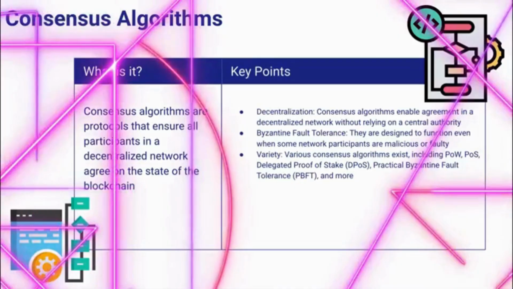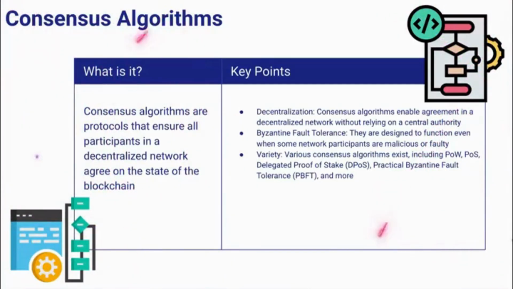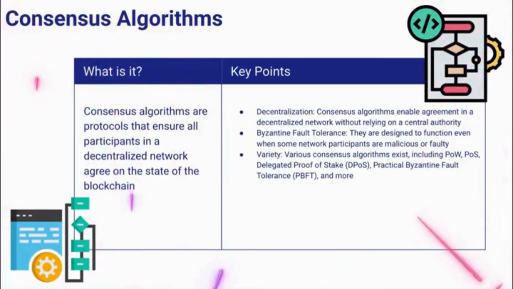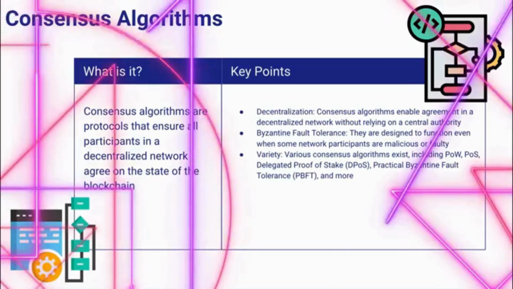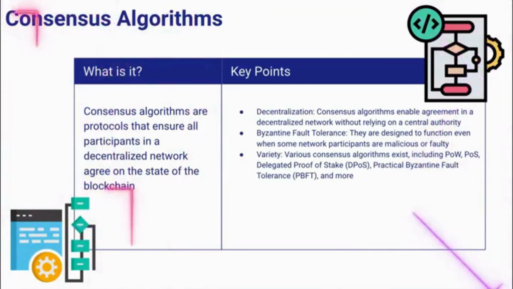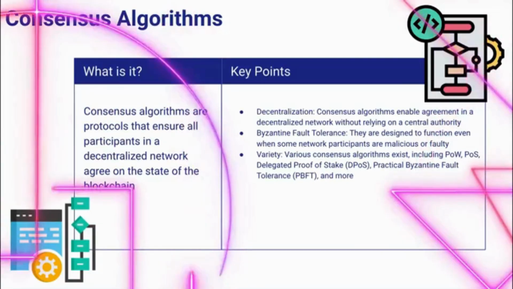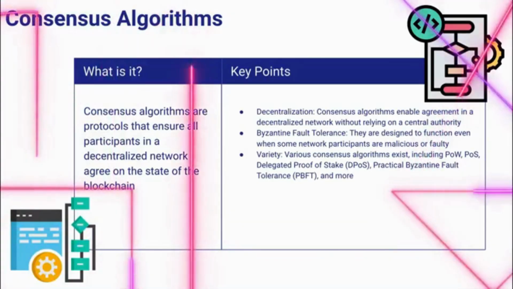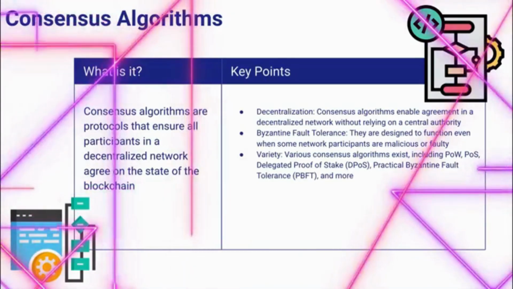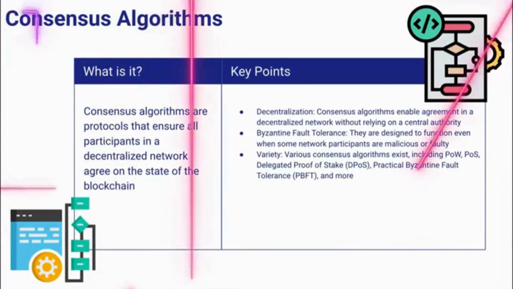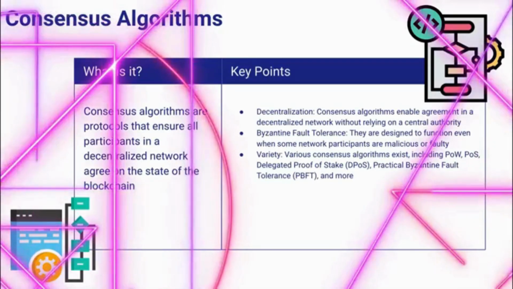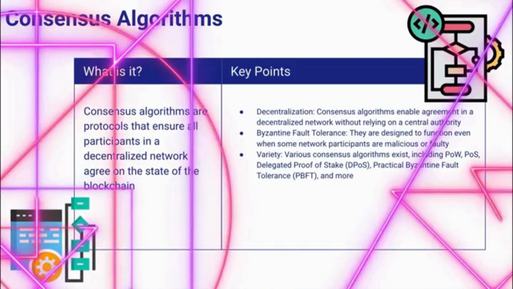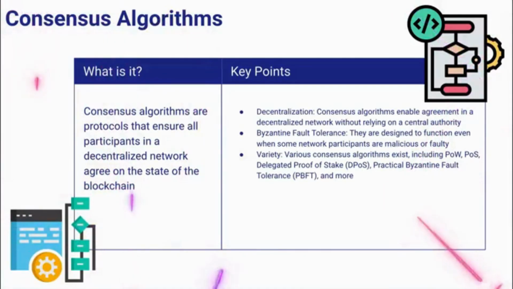Key points to keep in mind. Decentralization. Consensus algorithms enable agreement in a decentralized network without relying on a central authority. Byzantine fault tolerance. They're designed to function even when some network participants are malicious or faulty. Variety. Various consensus algorithms exist, including PoW, PoS, delegated proof of stake, practical Byzantine fault tolerance, and much more.